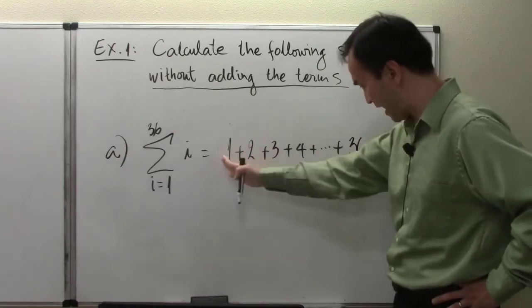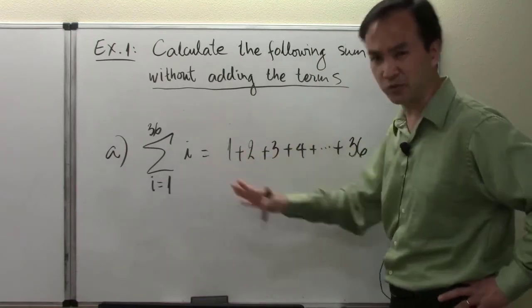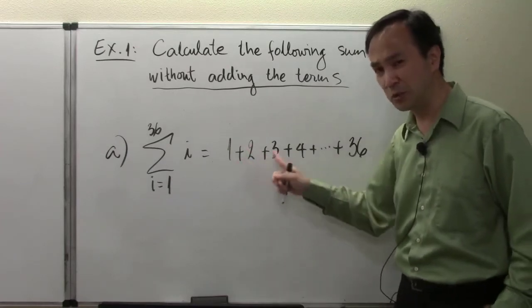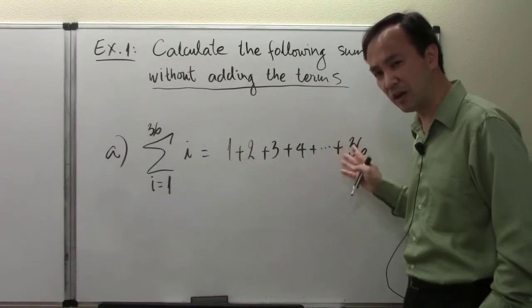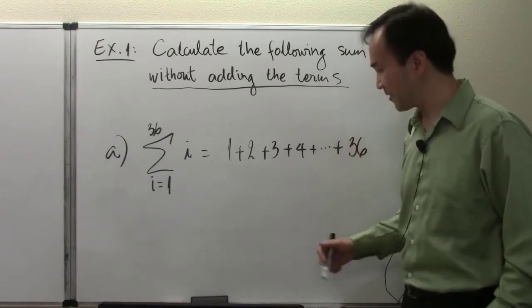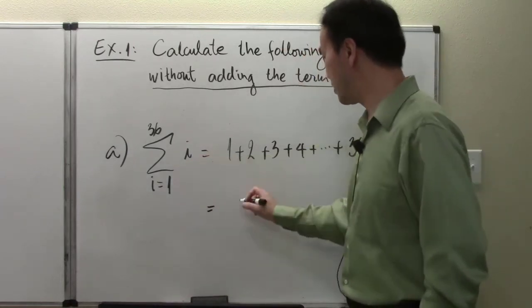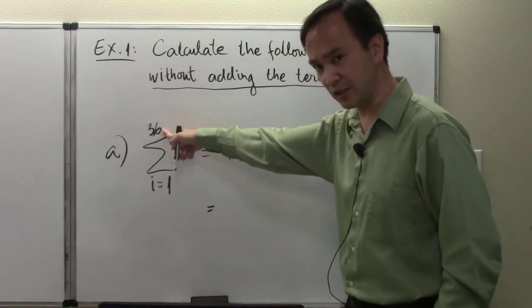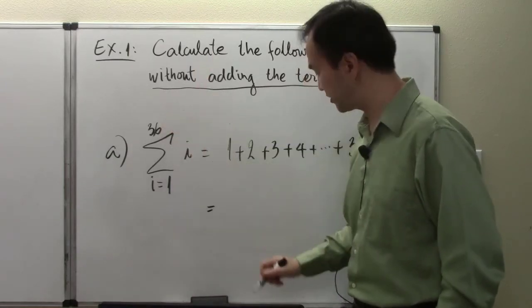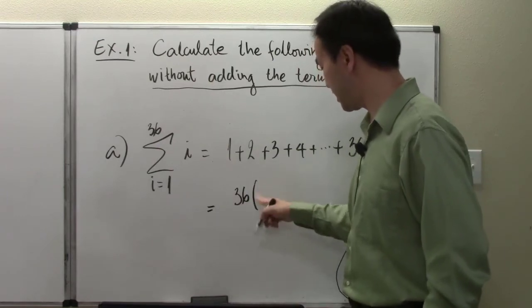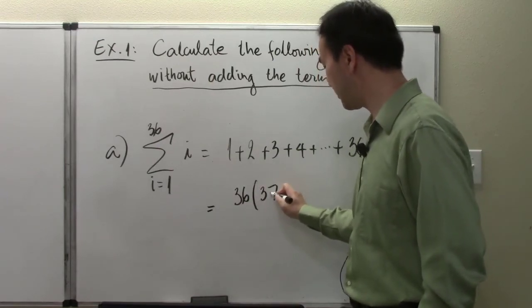But how are we going to add up all of these? We definitely don't want to pull out a calculator and do 1 plus 2 plus 3 plus 4 plus 5 and so on up to 36. So now the quick formula that we have just learned: n, in this case, is 36. There are 36 terms. I'm going 36 times n plus 1, which is 37.